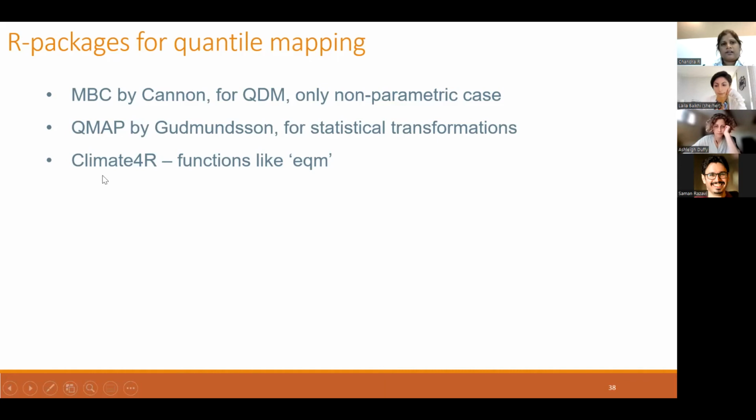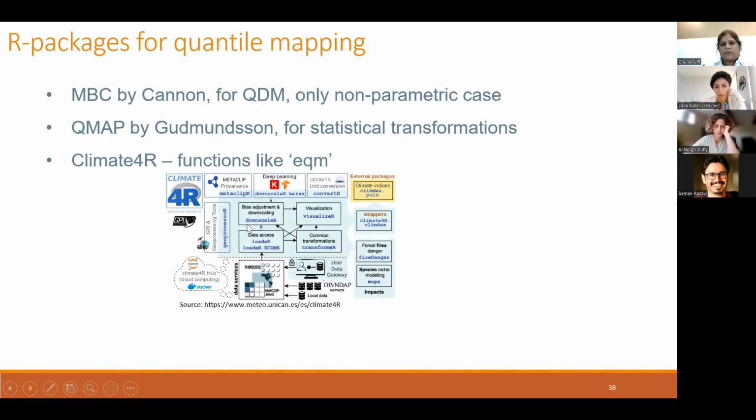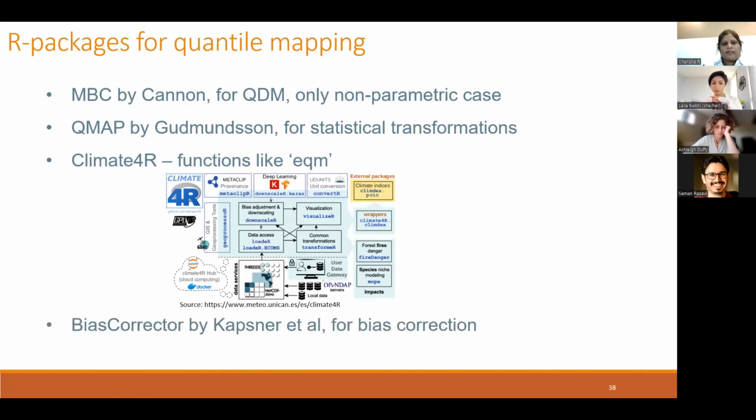And there is another package called Climate4R. This EQM is empirical quantile mapping. So there are some functions like empirical quantile mapping, but basically Climate4R is kind of a GUI, where you can even downscale to the point scale. And there is also another package called biascorrector. This is basically used for bias correction, but not basically for quantile mapping. So you have to use caution about whether you want to use quantile mapping or just a bias correction.